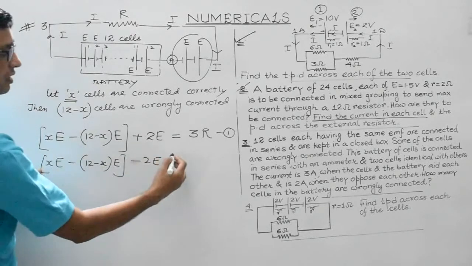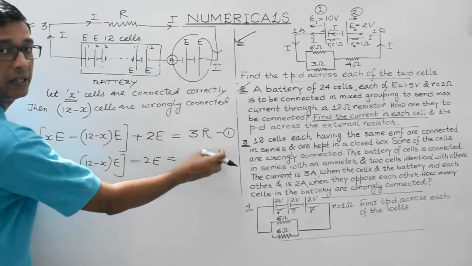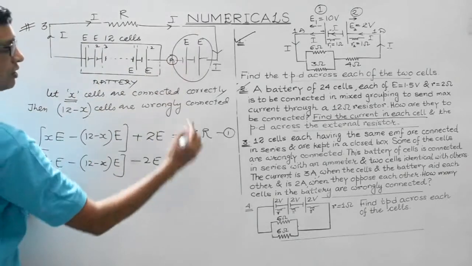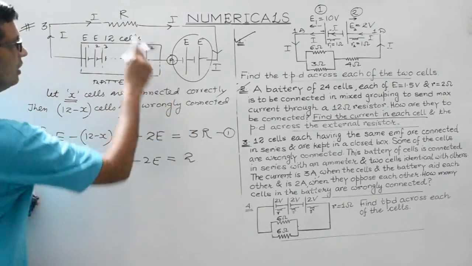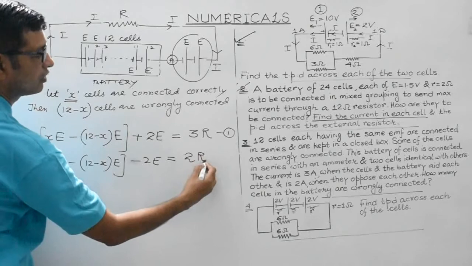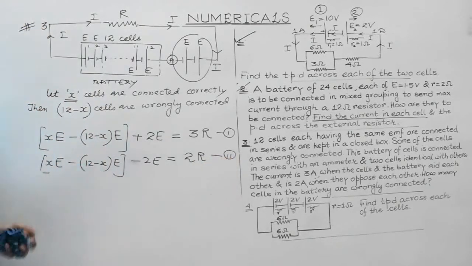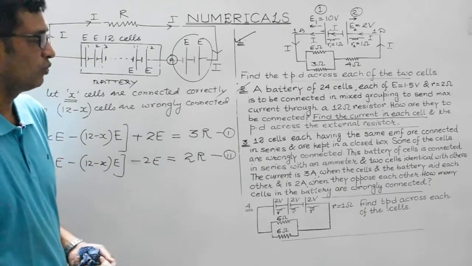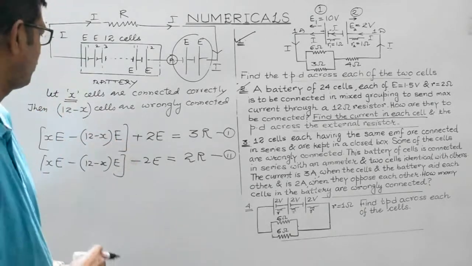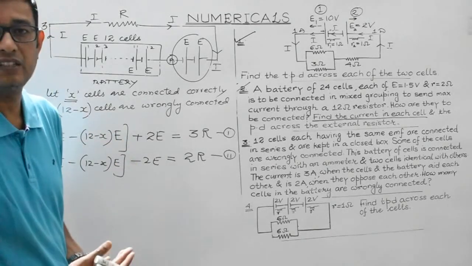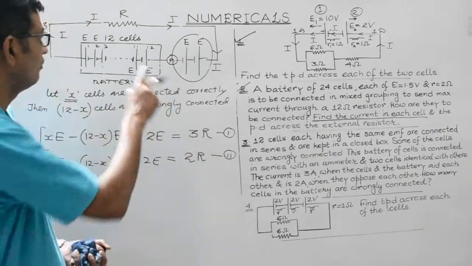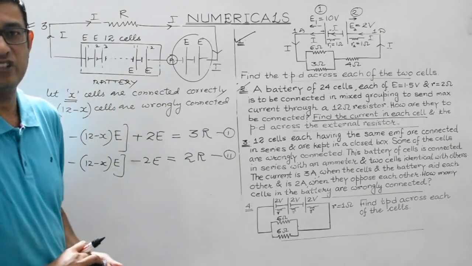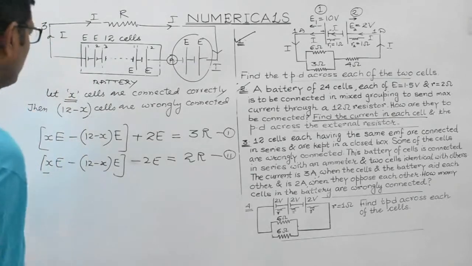Net EMF of the circuit is equal to net current multiplied by net resistance. Now the net current flowing through the circuit is 2 ampere, and resistance R. Internal resistance is negligible. So students, these are the two equations. Now by solving these two equations, we can easily get the value of X, and accordingly the number of cells which are connected wrongly in this particular battery. Right? So let's try to solve it.